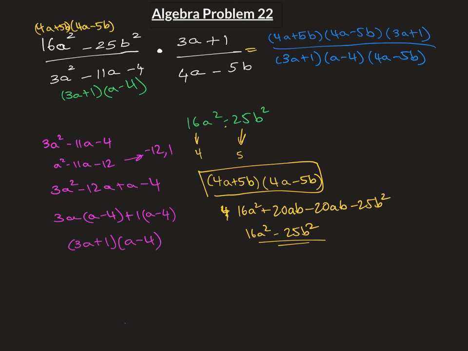Now 4a minus 5b. Is that in our numerator? Yes. Is that in our denominator? Yes, 4a minus 5b. So right here, that'll cancel off. And now we've got 3a plus 1. That's in our numerator. Is there anything in our denominator that's 3a plus 1? Yes. So this will cancel off. So now we'll just take the ones that have not been canceled off, put them equal to 4a plus 5b divided by a minus 4. And this is our final answer and solution to the multiplication.